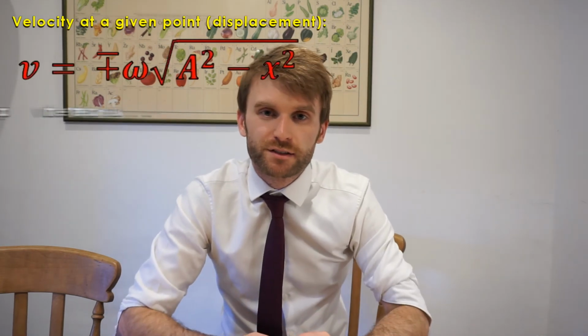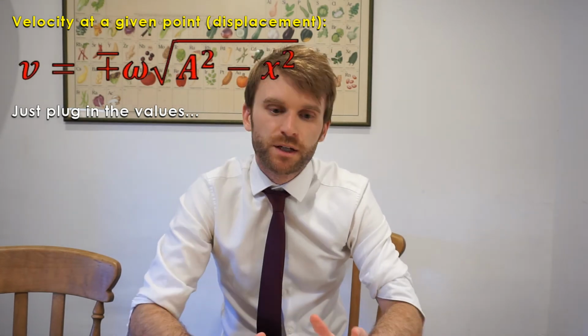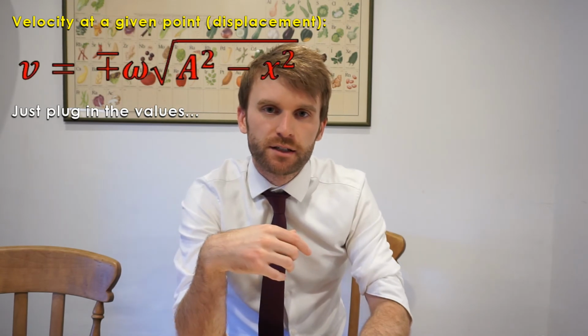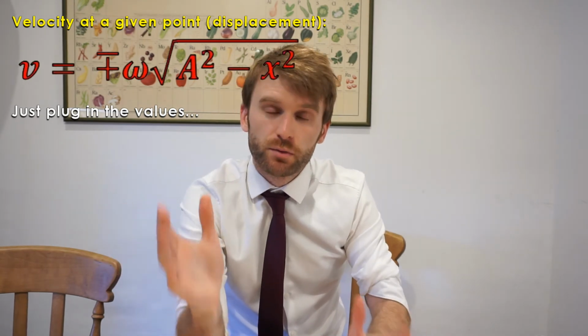Just one final thing remains. What if I want to find the velocity at a given point in my oscillation? Well, there's an equation for it. The velocity at a given point on an oscillation could be positive or negative. The velocity might be that way when the pendulum's going that way, but it might also be in the opposite direction when the pendulum's going back. And so this is the only equation in physics to feature a plus or minus sign. You need to think, will the pendulum be that way or that way? If you don't know, then keep it as a plus or minus, because that's important.